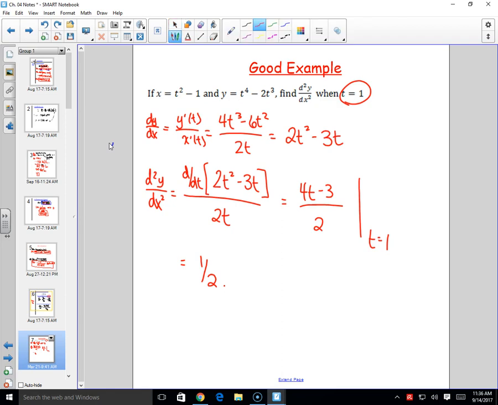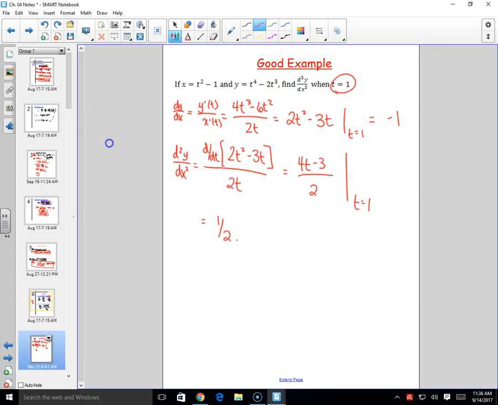If I wanted slope, what would I have had to do? Plug into the first derivative, right? So if I had plugged in 1 to the first, 2 minus 3 would be negative 1. Question, what is my parametric curve doing when t equals 1? It's decreasing. When t equals 1, the curve is decreasing and it's concave up. Curve is decreasing and concave up, right?